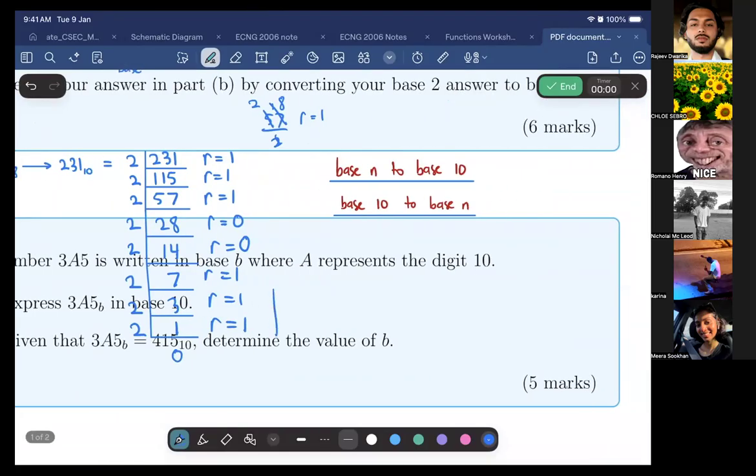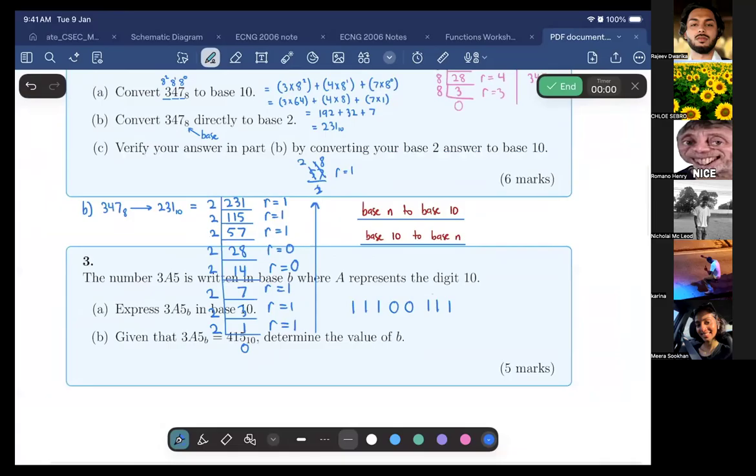So now I need to write that from last to first. So my answer will be 1, 1, 1, 0, 0, 1, 1, 1, and that'll be base what? We just converted to what base? Base 2. Great.